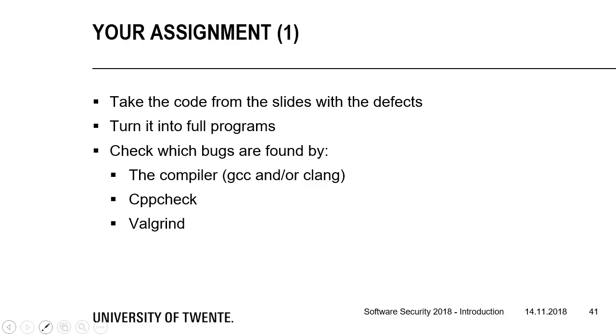Assignment number one. Take the code from the slides with defects. Turn that code into full programs, and then check which bugs are found by either the compiler, you can use GCC or Clang, CPPcheck, which is a generic tool for checking C code, and Valgrind, which is a dynamic analysis tool. So Valgrind will run the code, and it will instrument your code, and it will probably find a few of those bugs here.